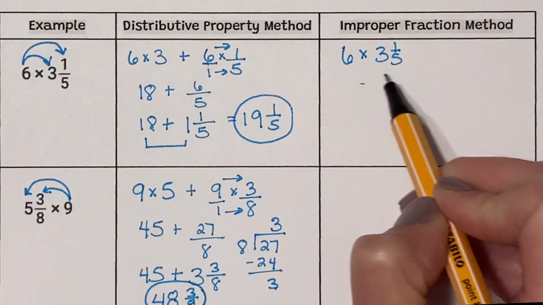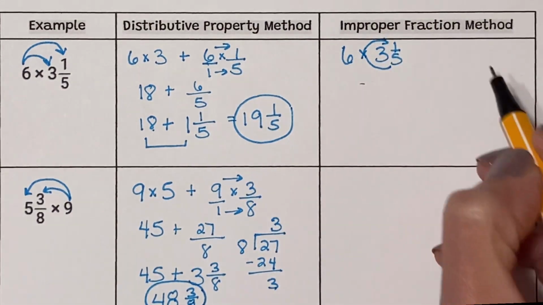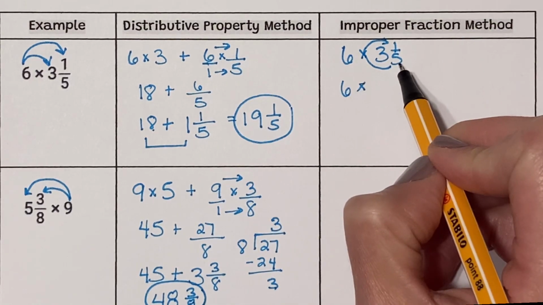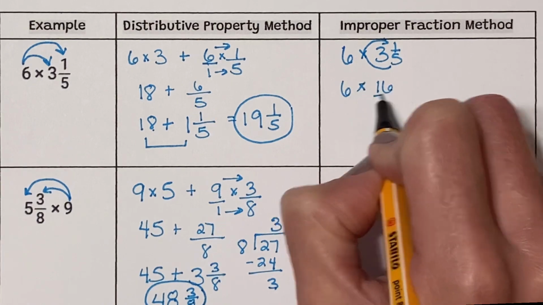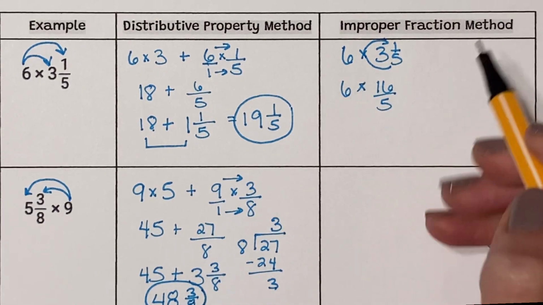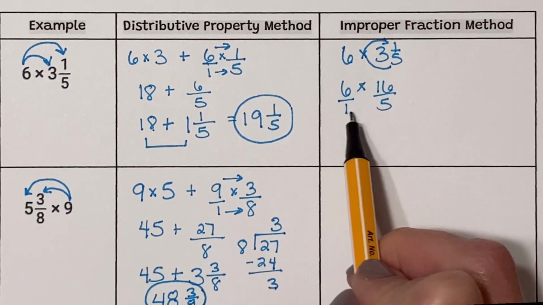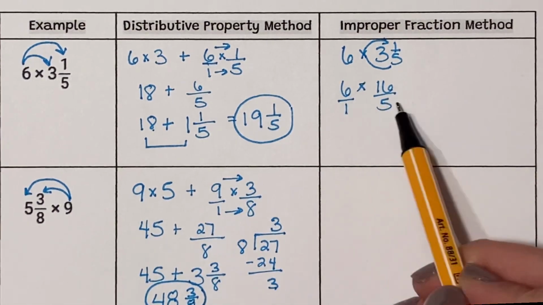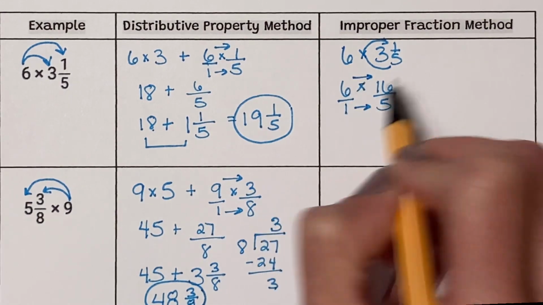I want to change my mixed number into an improper fraction. So I'm really going to get 5 times 3 is 15, plus 1 is 16. And then keep my denominator. So 3 1/5 is 16/5. I'm going to put my whole number over 1, so I have numerators and denominators. Let's see, I don't have anything that plays nicely together, so I'm not going to simplify it first, but I'm going to multiply straight across.